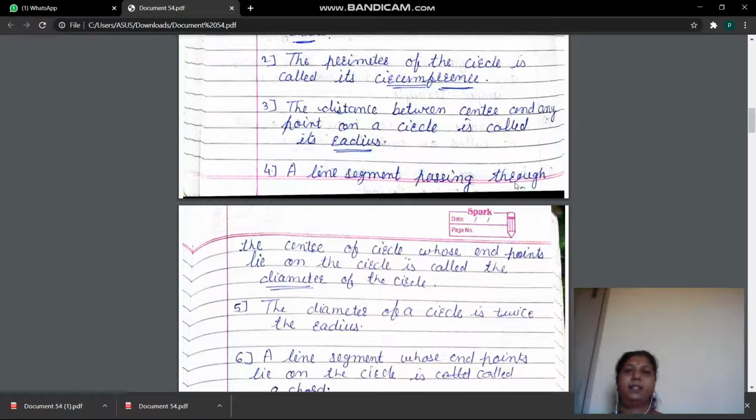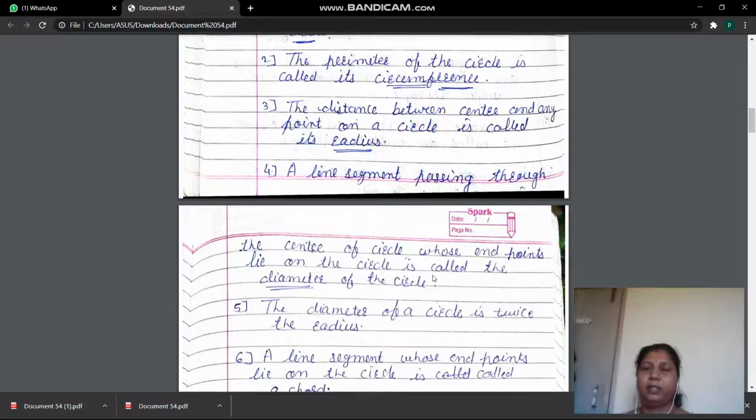A line segment passing through the center of a circle whose end points lie on the circle is called the diameter of a circle. We all studied all the points, but I have given this point to write down because it is important. During the teaching you understand, but after that you forget it. But these are the basic things. So what is circle, what is radius, what is diameter. You have to know about the types of triangle and the quadrilaterals also. So that's why you have to write it and understand it.